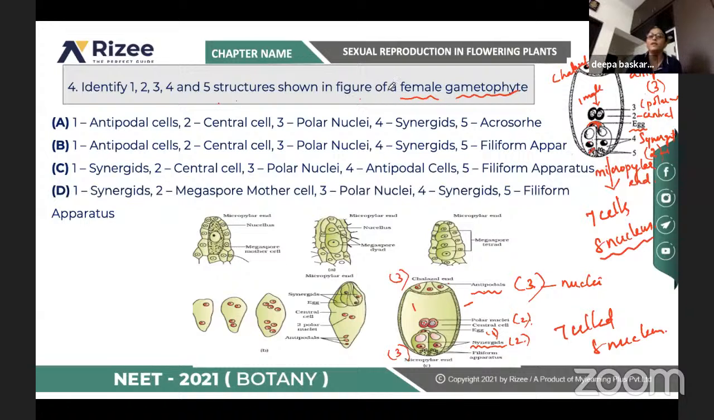Number 1 is antipodal cell, number 2 central cell, number 3 polar nuclei, number 4 synergids, number 5 filiform apparatus. The filiform apparatus helps in the entry of the pollen tube. So which one is correct here? Antipodal, central cell, polar nuclei, synergids, filiform apparatus. B is the right answer. Is it clear? Okay.